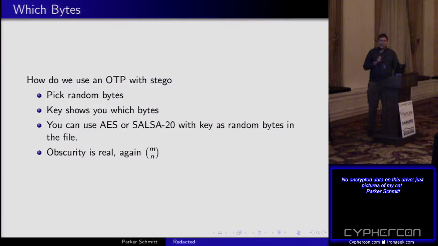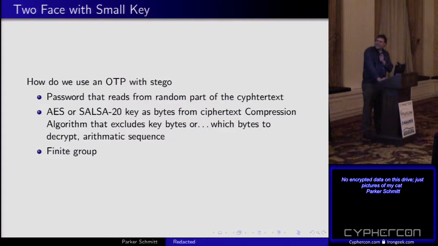And so you can even encrypt it with AES or Salsa20. Salsa20 is essentially a stream cipher that's better than AES and faster, and I wish people would use it more. And obscurity is actually real security here, because you have m choose n possibilities, which with a big file is a big number, because factorials are very big. So there's lots of different possibilities of where your key actually is. So we want to shrink this key down.